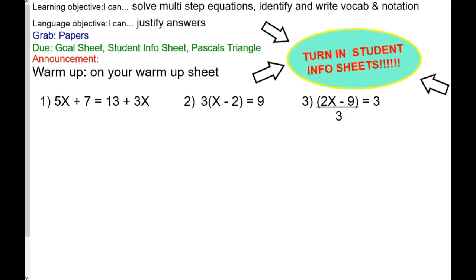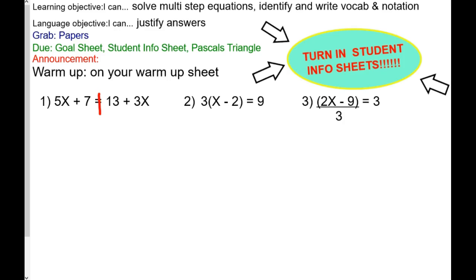Okay, so on number one. Now, how is this different than what we've seen before? There's two x's, right? Okay, and yesterday, number 3, there was two x's on the same side, and we combined like terms. On this one, the x's are on different sides of the equal sign, right? So here's equals, x's on both sides.